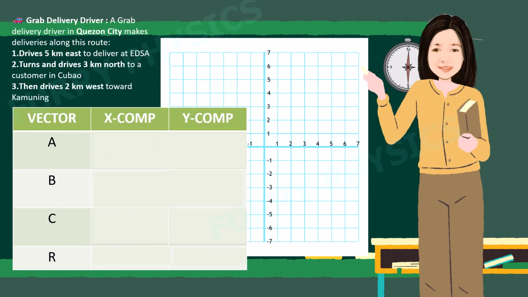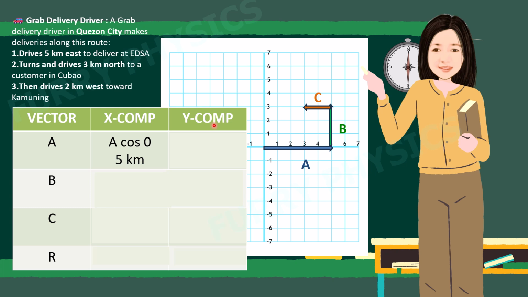Next, we use the component method of vector addition. Again, in the component method, we separate the vector in terms of its x and y components. So vector A is going to the right, or east, vector B is going north, and vector C is going west.